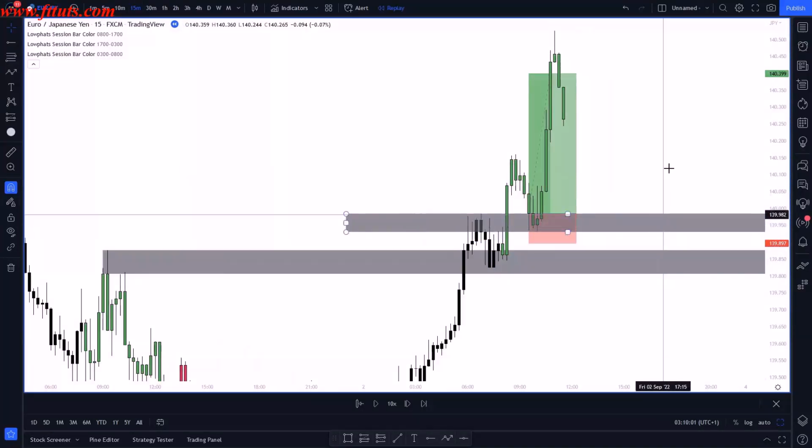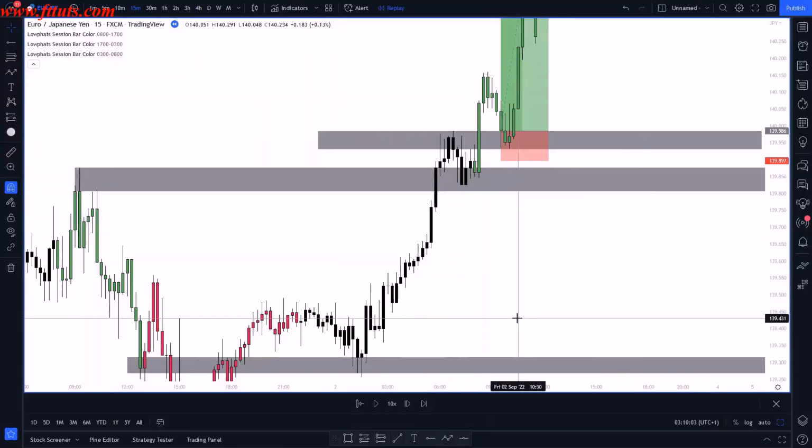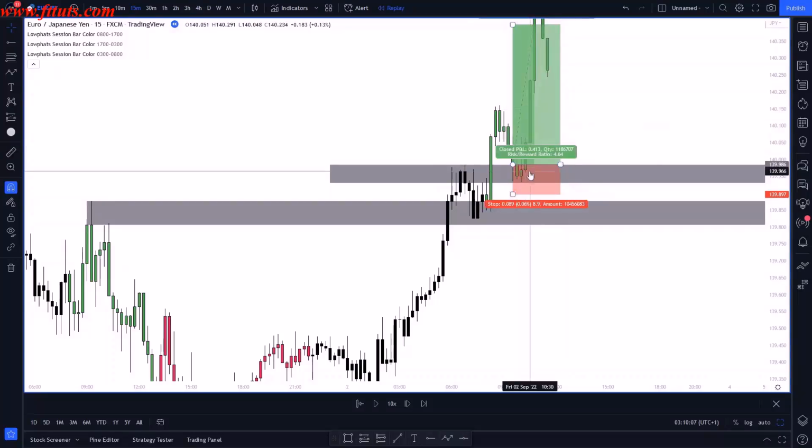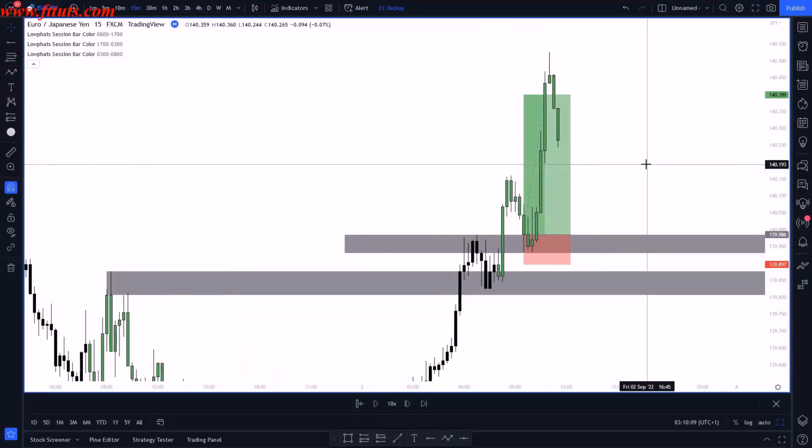So coming into the session, we had our plan. We were either looking for a push down and buy from this zone, or a break and retest buy to the upside. So it's just about planning the behavior that you want the market to do, you want your session to do, and then it's just about going on the 5 minute to capture it.